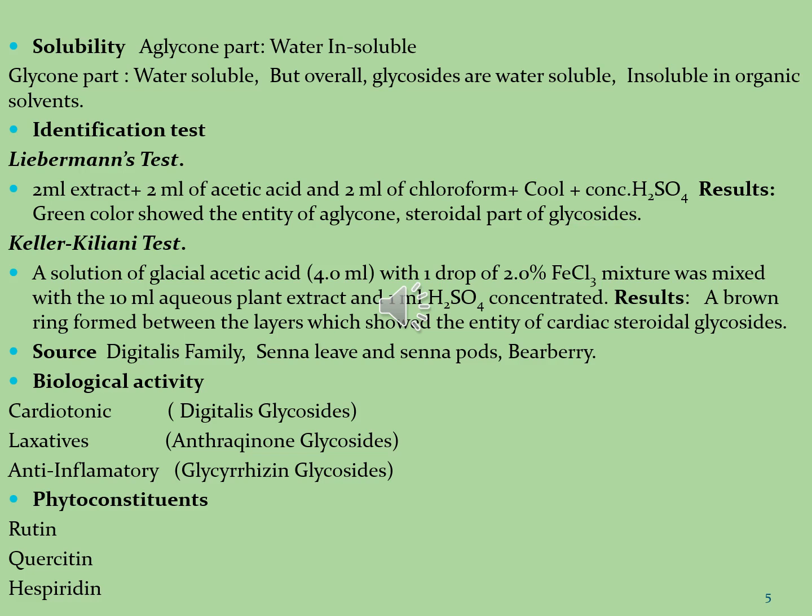When we see the sources of glycosides, these are isolated from the Digitalis family, Senna leaves and Senna pods, and bearberry. As for biological activity, it behaves as a cardiotonic agent due to the presence of Digitalis glycosides, as a laxative due to the presence of anthraquinone glycosides, and as an anti-inflammatory agent due to the presence of glycyrrhizin glycosides. Many other phytoconstituents are also present within the glycosides, such as rutin, quercetin, and hesperidin.